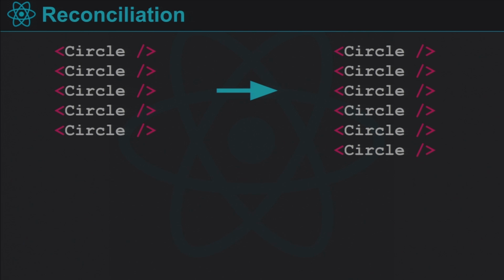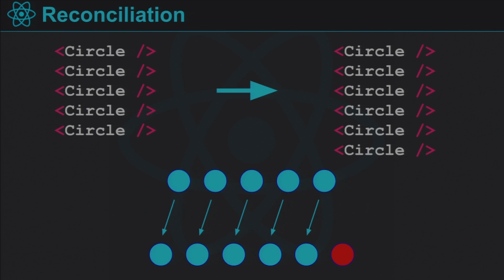So let's look at what reconciliation does. Here I render 5 circles at time t equals 1. At time t equals 2, I render 6 circles. So what's going to happen? We start off with 5 circles. We add a 6th circle to the bottom. Basically what we're doing is mapping each of the existing DOM nodes into our new set of DOM nodes. So the virtual DOM specified 5 and 6, and so that's what we get. We reuse as much as possible.